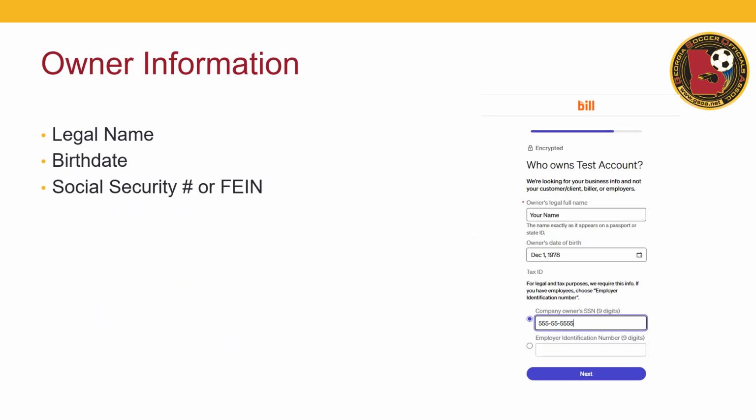Next, put in your information for your account. And again, that's going to be your full legal name, your date of birth, which is pretty much used for trying to recover or reset your password if you forgot it. And then you need to put in your social security number or your federal employee identification number if you're using it as a business, and then hit Next.